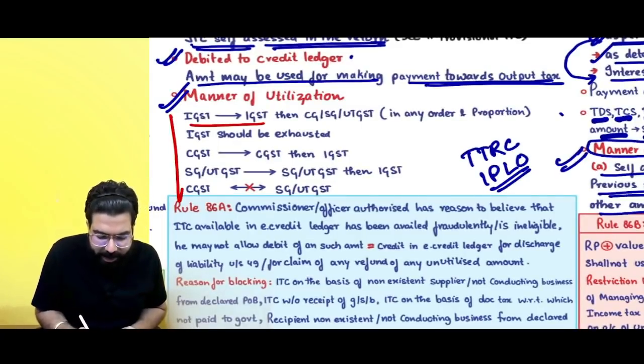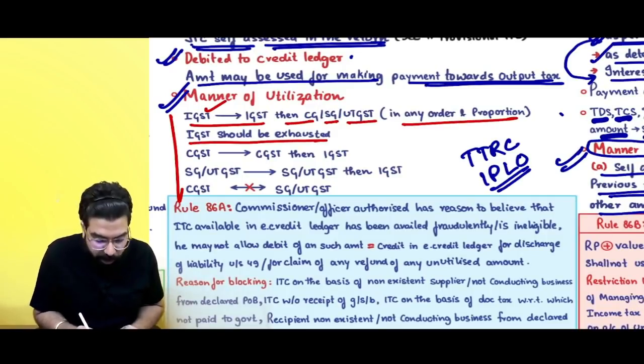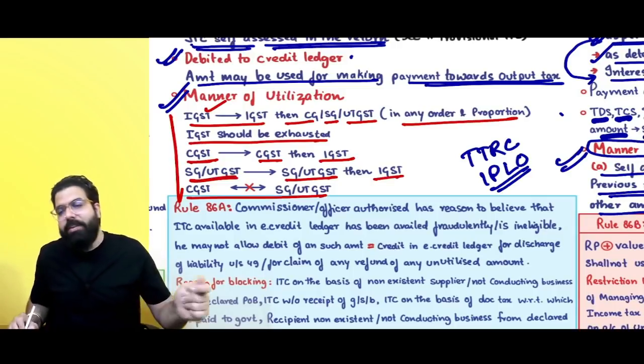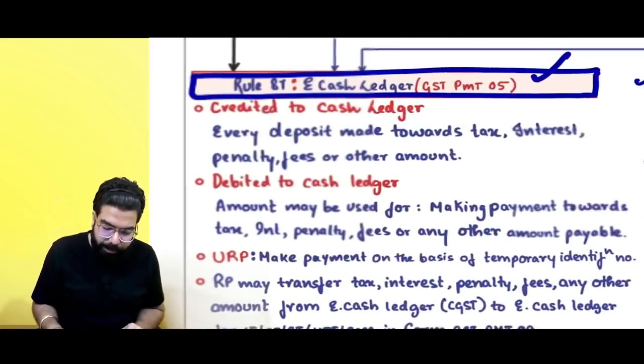IGST to IGST, then IGST to CGST or SGST or UTGST in any order, any proportion. IGST should be exhausted, then CGST to CGST, then CGST to IGST. SGST or UTGST to SGST or UTGST, then SGST or UTGST to IGST. CGST to SGST or SGST to CGST is never possible. Done, sir. Point is clear.